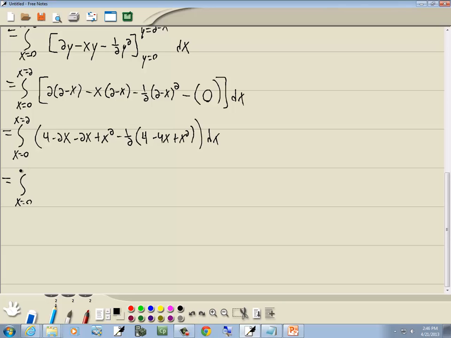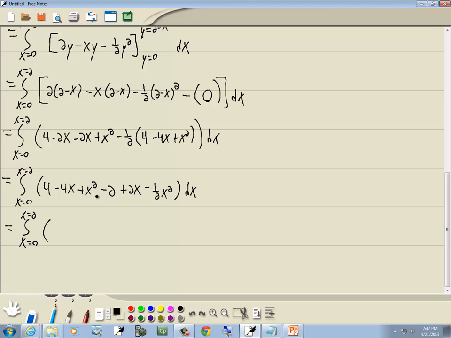Okay, so we got x equals 0 to x equals 2. 4 minus 2x minus 2x is negative 4x plus x squared. Take the negative 1/2, multiply it through. Negative 1/2 times 4 is negative 2. Negative 1/2 times a negative 4, negative times negative is positive, 1/2 times 4 is 2, so that becomes 2x. Negative 1/2 times x squared is negative 1/2 x squared. And from x equals 0 to x equals 2.